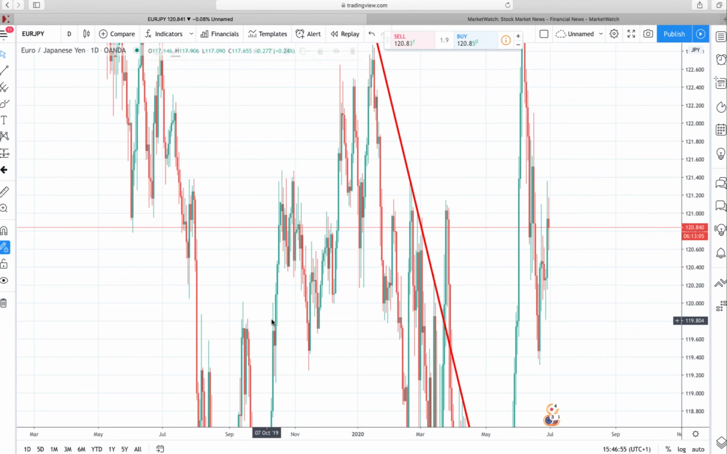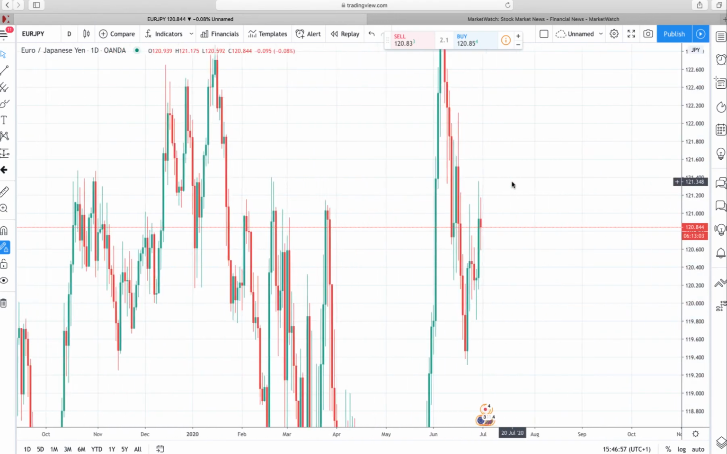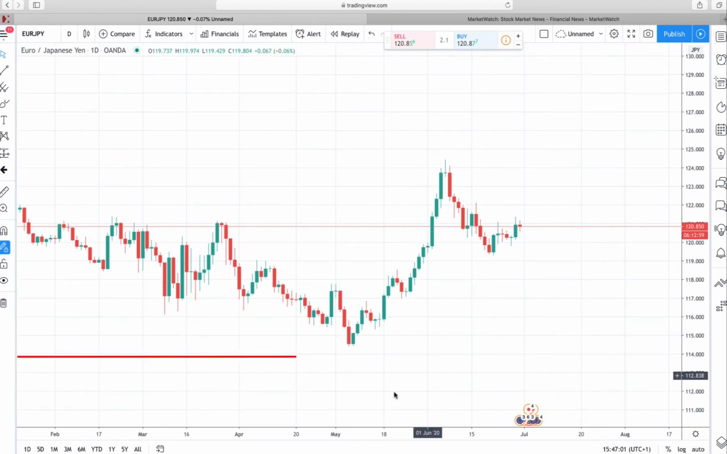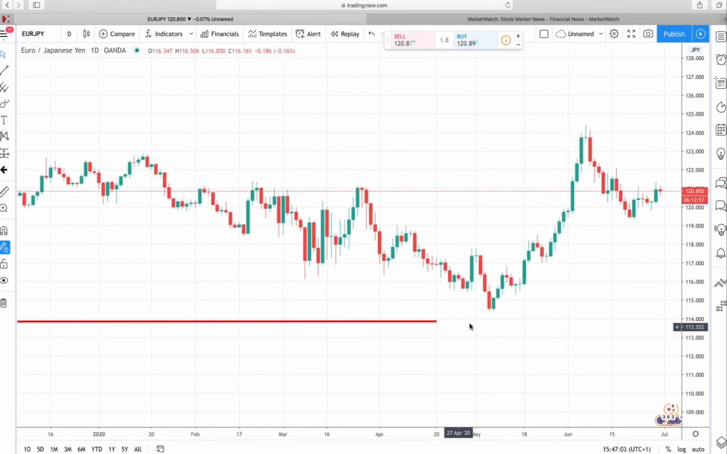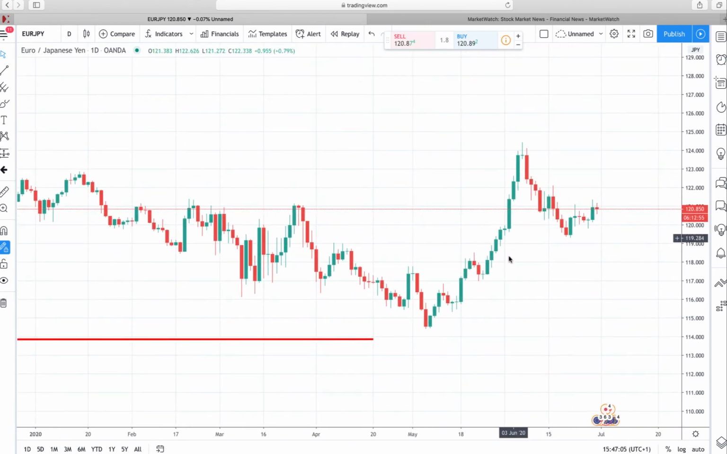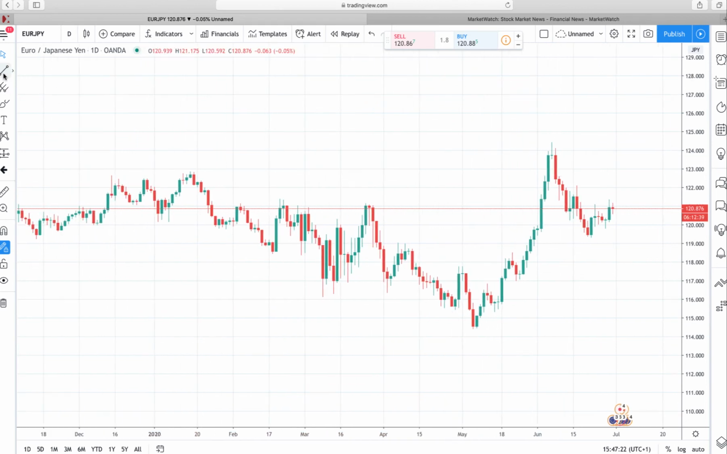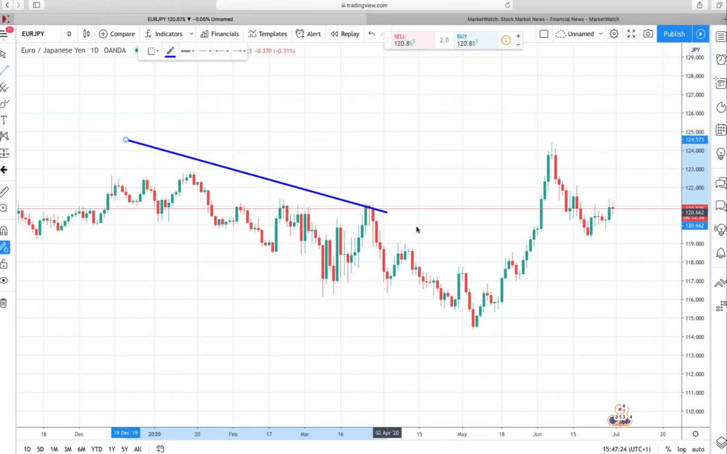Let me remove my lines here. This is all the lines I probably used. Look at this beauty, okay? I took this leg here, I was lucky enough to get it. I bought somewhere around here, and I sold, I think, somewhere around here. Why did I sell here? Well, let me show you now based on those lines, okay? So, 1 day time frame.